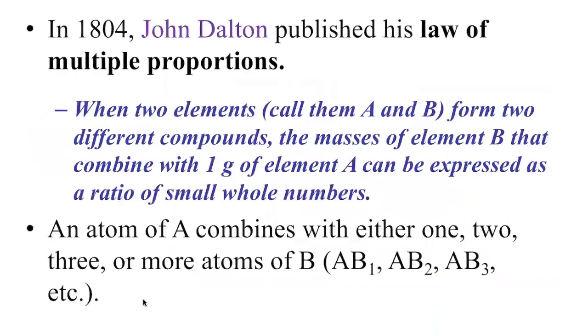The third law was discovered by John Dalton, and this is the law of multiple proportions. This law says that when two elements, and we're going to call them A and B, form different compounds, the masses of element B combined with the mass of element A can be expressed as a ratio of small whole numbers. So we always want to represent it in small numbers. What they're saying is A and B can exist in different ratios. This is a different compound than this is.